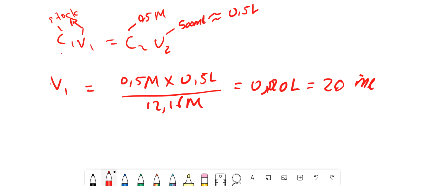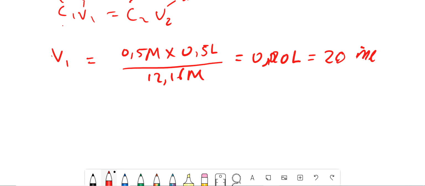All right, and now to prepare this solution, we will then have to go to our beaker. All right, so this is our beaker. Let's say this is the 500 ml. This is the final volume here. Okay, so first you will fill this beaker, because the volume of the stock that you have to put is 20 ml, and the final volume is 500.